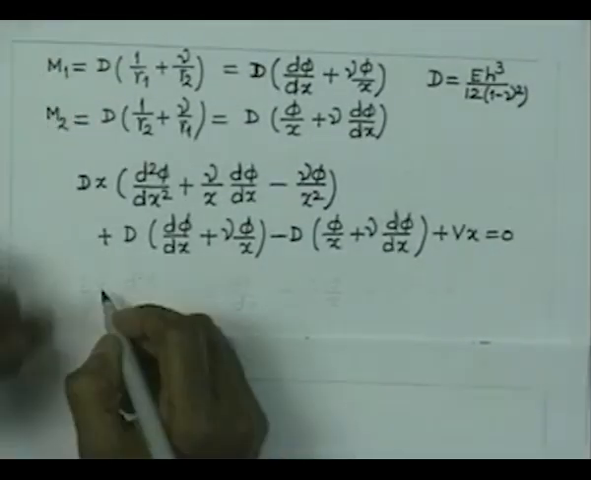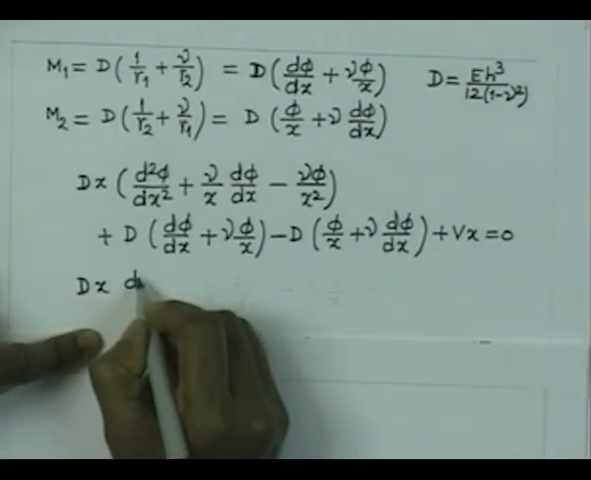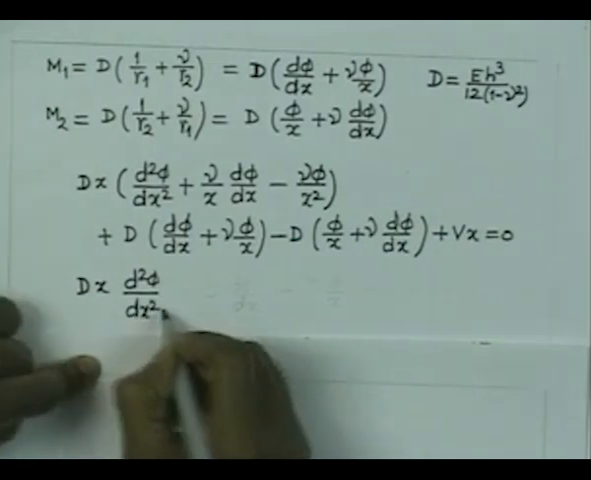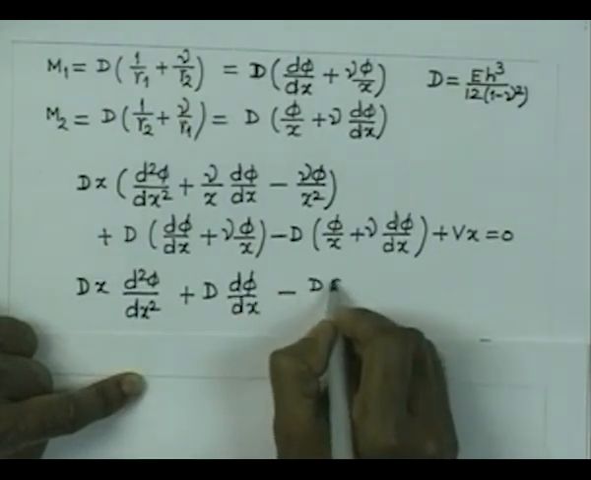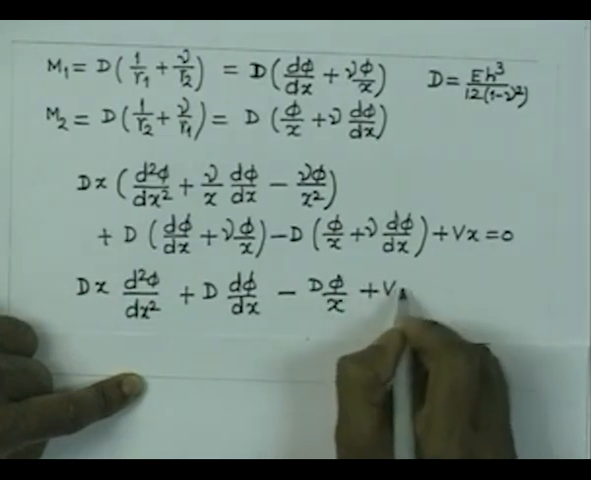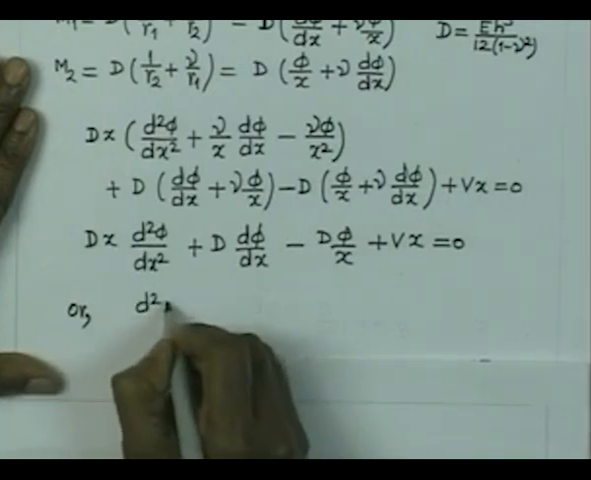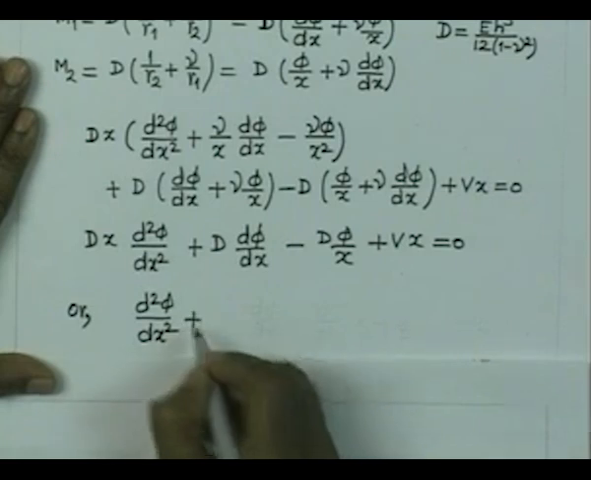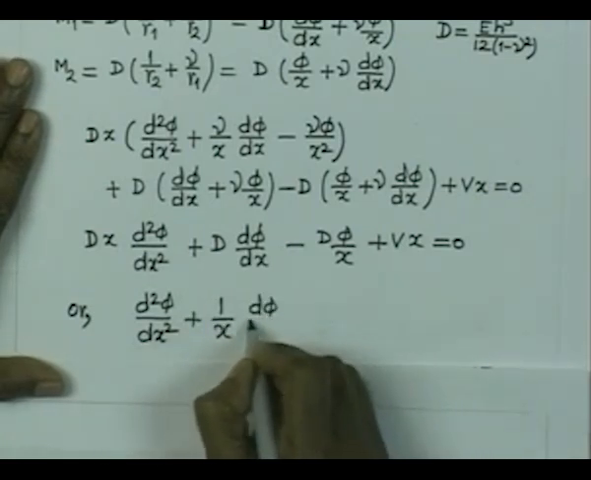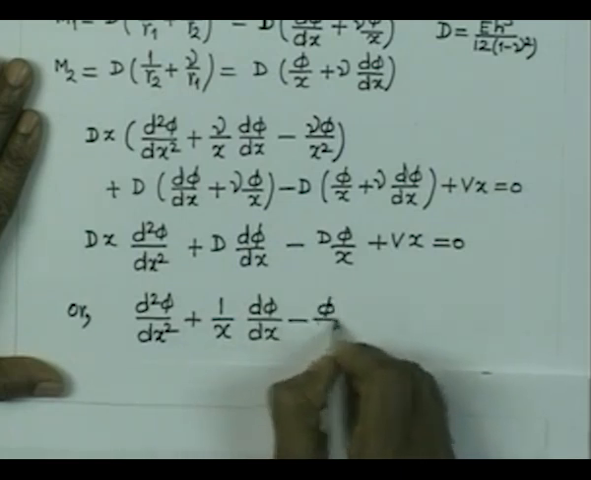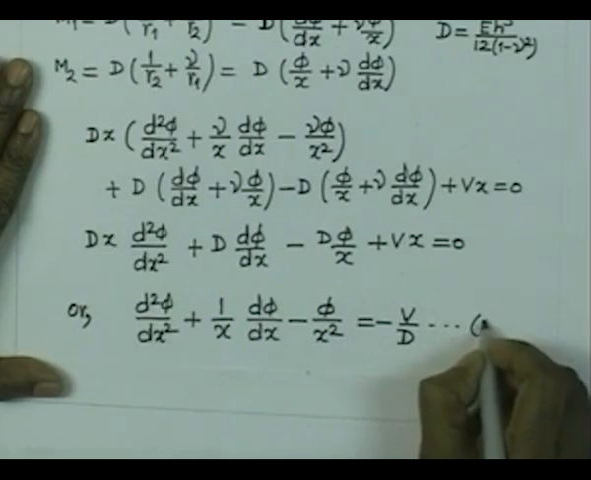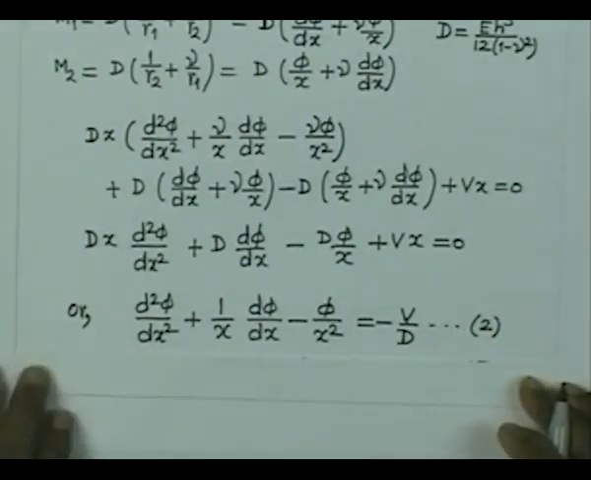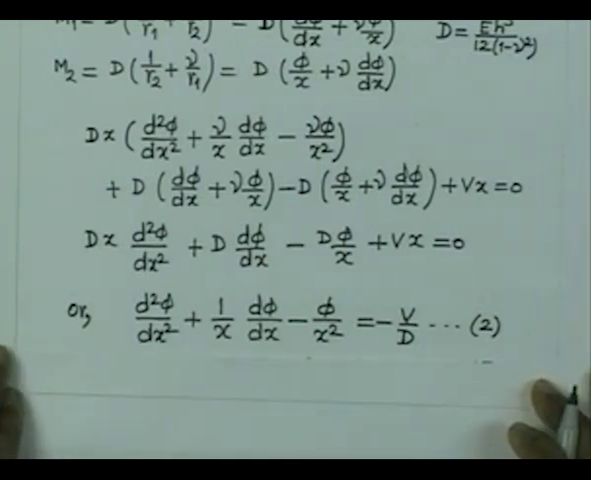Now, this we find finally x d2 phi/dx square plus d phi/dx minus phi by x plus Vx is equal to 0, which we can rewrite in the form d2 phi/dx square plus 1 by x d phi/dx minus phi by x square is equal to minus V by D. So, this is the equation of bending of plates, circular plates particularly with axisymmetric loading.